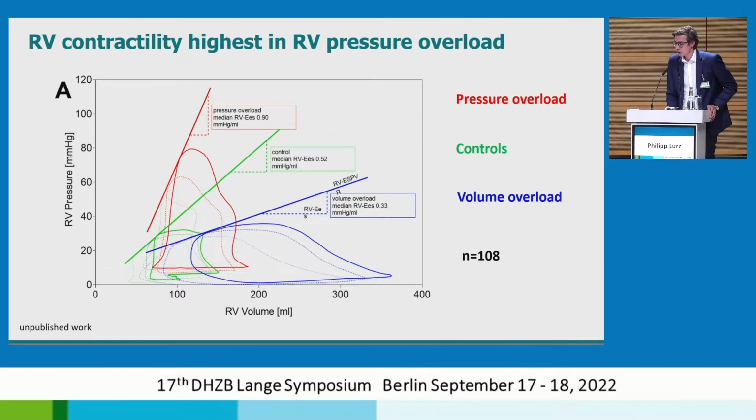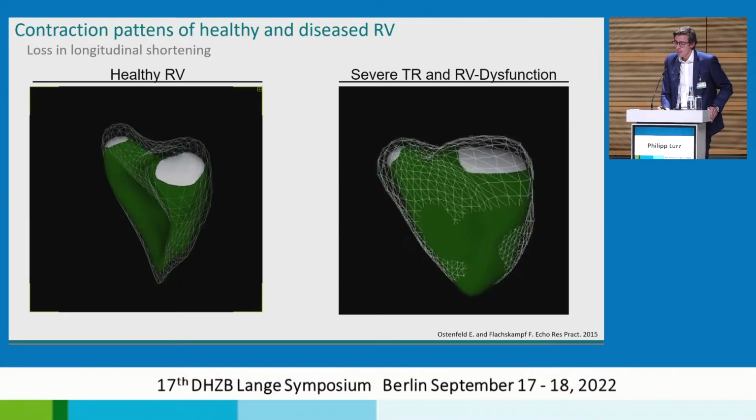And when we look at pressure overloaded hearts as opposed to controls or volume overloaded hearts, you can see that those with pressure overload had the highest contractility. So a quite marked adaptation to pressure overload with an increase in contractility. So it might be that pressure overload and the ability to adjust to it was underrated. The RV can do a little bit better than we might think.